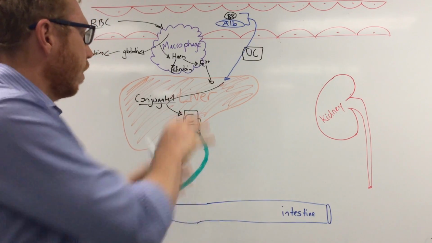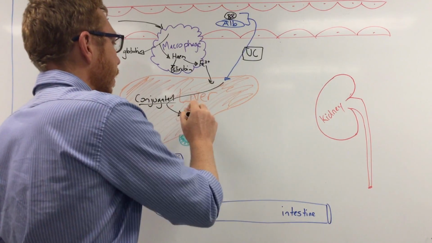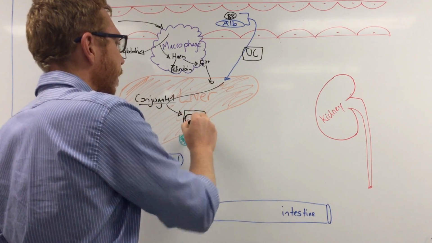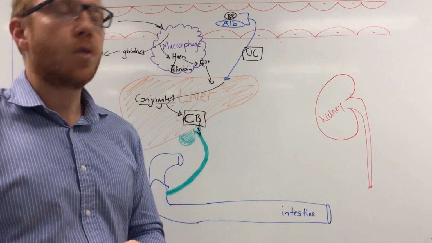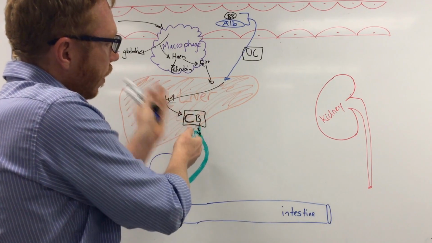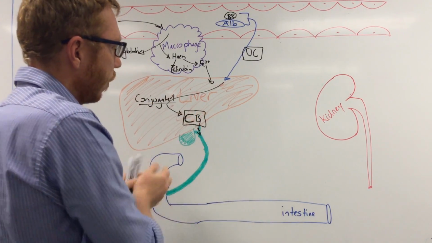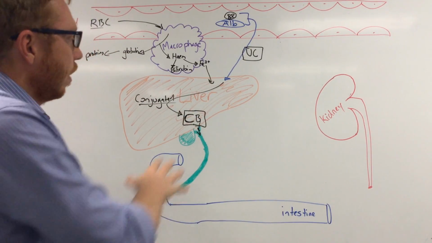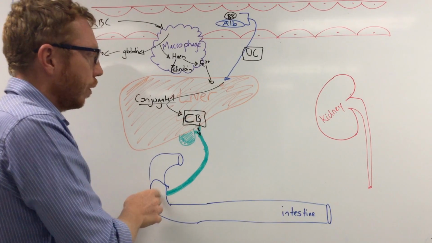So this conjugated bilirubin, okay, I'll call it CB, is now processed through into the gallbladder or into the cystic duct. So we've got the left and the right hepatic duct meeting the cystic duct, and then it goes on the common bile duct. So this system is going to take bile down into the duodenum.